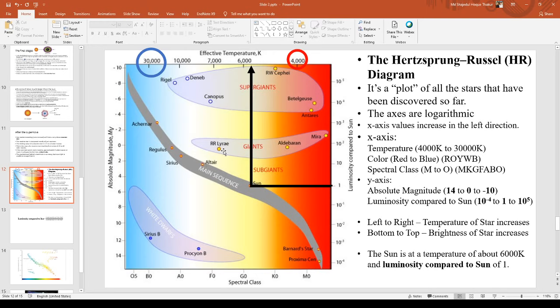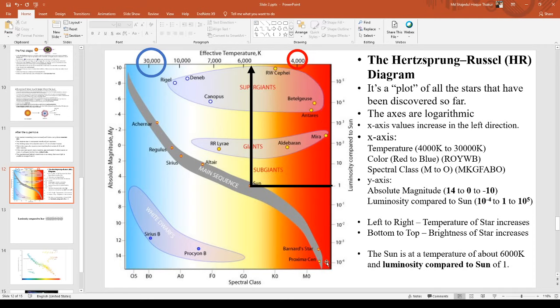And then maybe Aldebaran, about 10 to the power 2. 10 to the power 2 is equal to 100. This means Aldebaran is 100 times brighter than the sun. And then if you see Betelgeuse, 10 to the power 4. 10 to the power 4 means 10,000. So Betelgeuse is 10,000 times brighter than the sun.